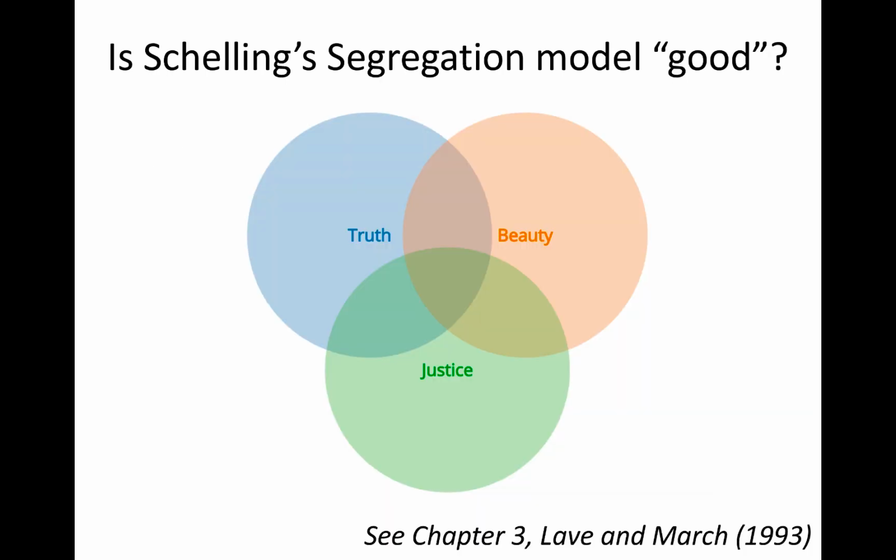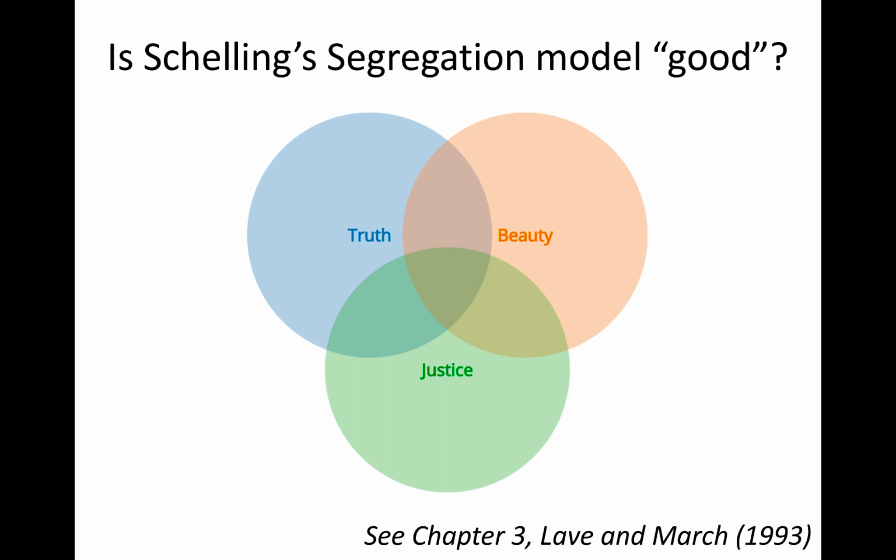Welcome back. I hope you enjoyed this website. Now you know what this agent-based model is about. We can evaluate whether this is a good model according to the criteria in Chapter 3, Levin-March. According to them, a good model should contain truth, beauty, and justice.